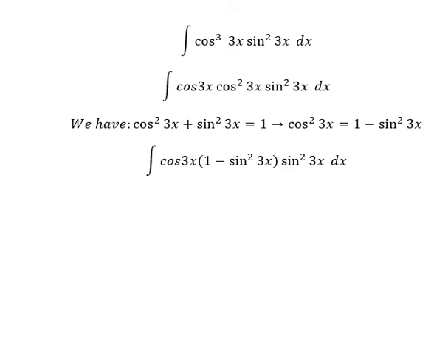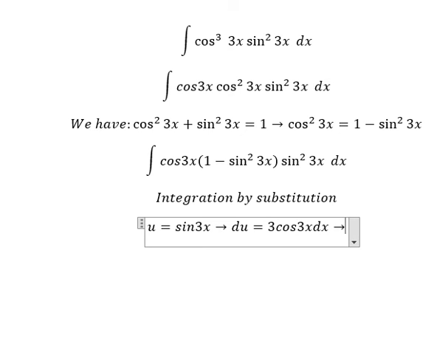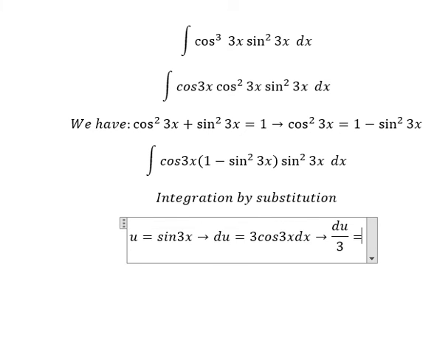Next, we can use integration by substitution. So I will put u equals to sine 3x. Later that, we do first derivative for both sides, and we have 3 cosine 3x dx. Because we don't have the number 3 in here, we divide both sides by number 3.